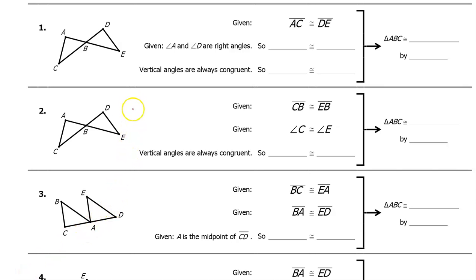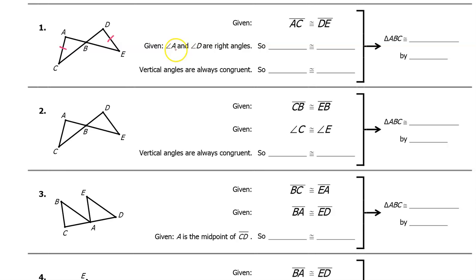In this video, we are going to learn the basics of congruent triangle proofs, and we are going to start off with some baby steps. So, for problem number 1, we are given that AC is congruent to DE. So let's mark that. So AC is congruent to DE.